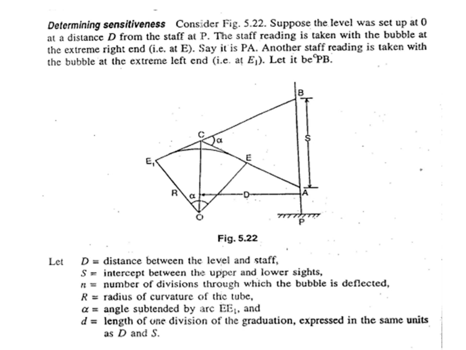Let D be the distance between level and staff. S is the staff intercept between upper and lower sides. N is the number of divisions through which the bubble is deflected. R is the radius of curvature of the tube. Alpha is the angle subtended by arc EE1. And small d is the length of one division of graduation expressed in the same units as D and S.